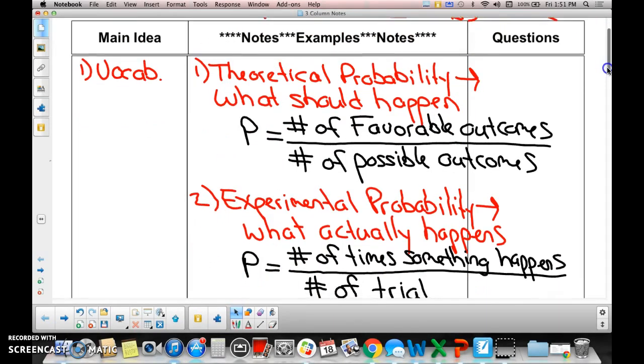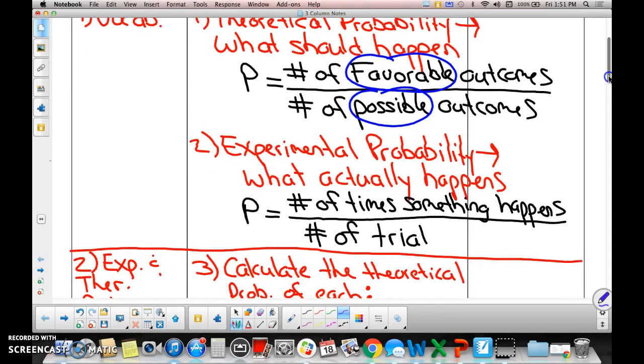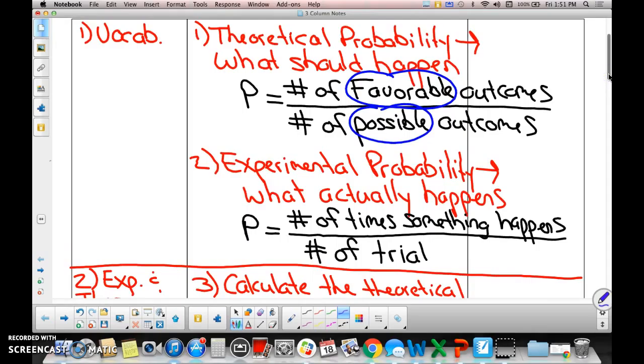The formula for theoretical probability is the formula we've been working on for this whole chapter. Favorable outcomes over possible outcomes. Favorable over possible would be an easy way of remembering it. Experimental probability was new. The difference between the two is experimental is what actually happened because we do the experiment. Theoretical is what should happen because we're just guessing based on probability.